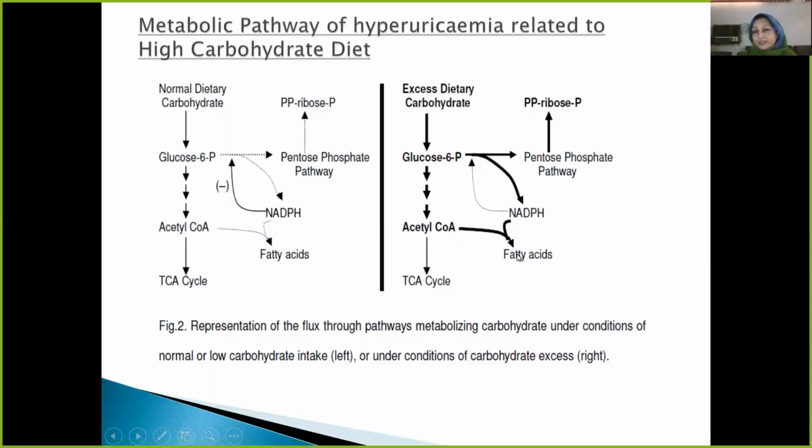So it is converted in the formation of fatty acid, and NADPH is required for this purpose. NADPH has an inhibitory effect on the pentose phosphate pathway. When this inhibition is removed, there is increased production of fatty acid and increased production through the pentose phosphate pathway. Through pentose phosphate pathway, there is increased production of PRPP, which is a substrate for the formation of uric acid. Thus, these pahalwans have high uric acid.